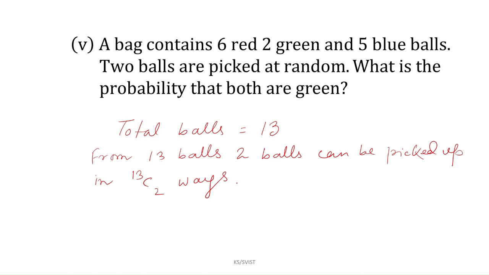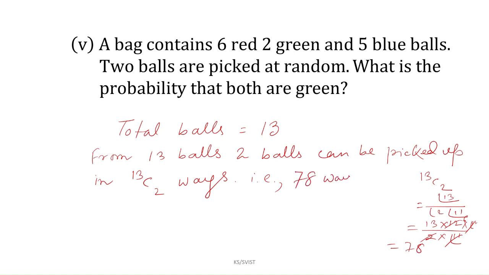13C2 means factorial 13 by factorial 2 factorial 11. So 13 into 12 by factorial 2 is 2, and factorial 11 cancels. 2, 12, 6, so it is 78. That is 78 ways.